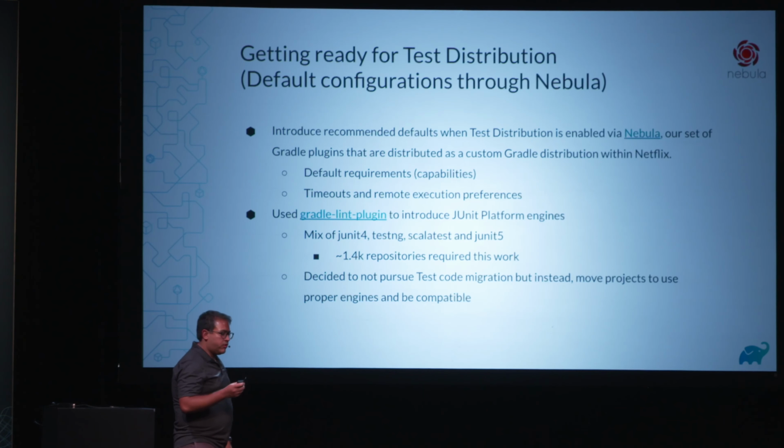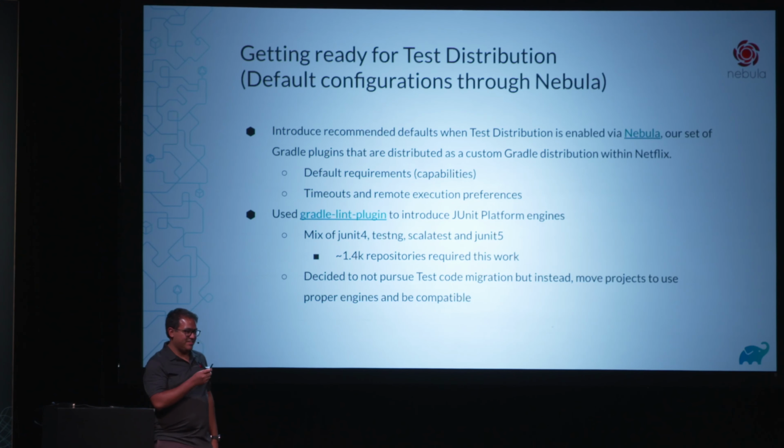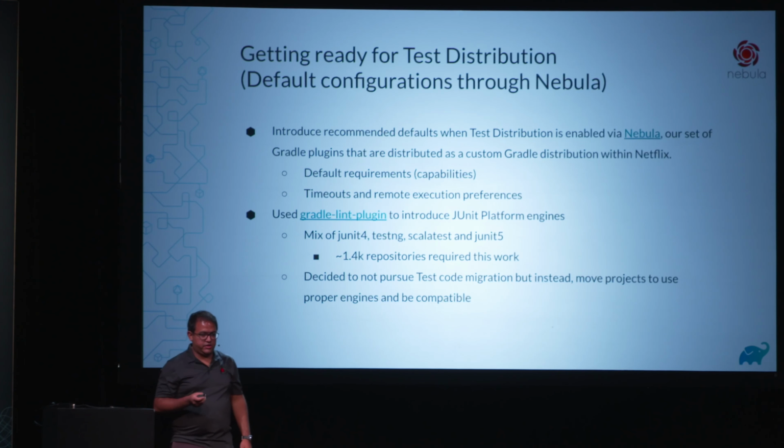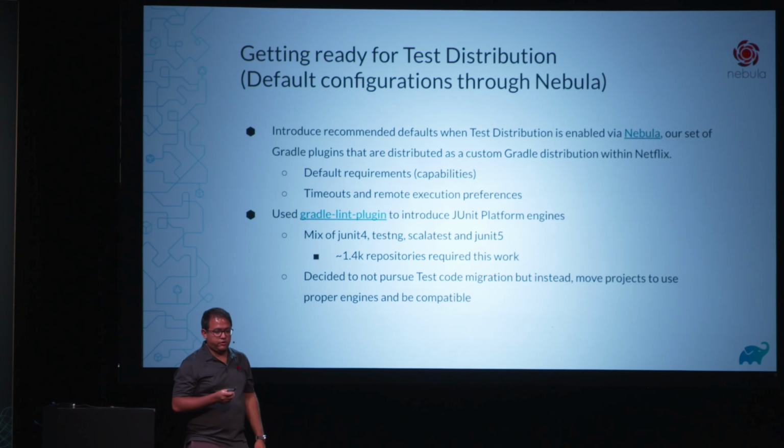It sounds easy to roll out test distribution. In reality, it's kind of challenging. There are things that need to be in place. One of them is, OK, how can I make sure that all my 3,000 repositories are using Gradle Enterprise or the distribution enabled on the test task?